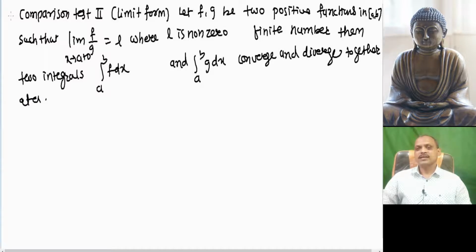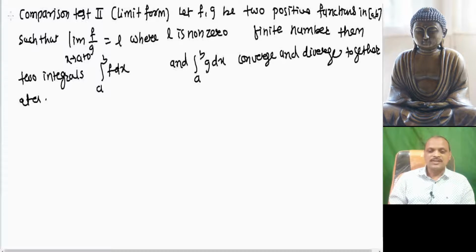Second, it is called the limit form. Whenever there are two positive functions f and g defined on the closed interval a comma b, and if the limit of f of x divided by g of x is equal to L, a finite number, then the two integrals, the integration of f and the integration of g, diverge and converge together at point a. We have taken a as the only point of infinite discontinuity here.